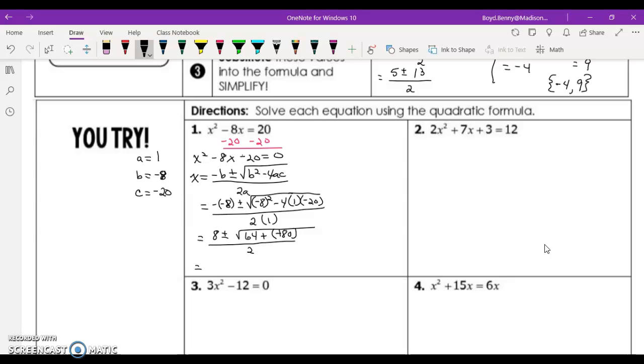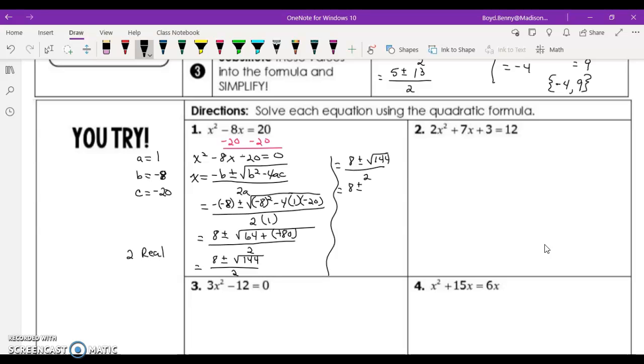All right, so let's continue here. 8 plus or minus the square root of 64 plus 80, which is 144. Now, because there's a positive number under this radical, I know I'm going to get two real solutions. That's just a review of what we talked about earlier. Okay, I'm going to continue the problem over here. 8 plus or minus the square root of 144 divided by 2.